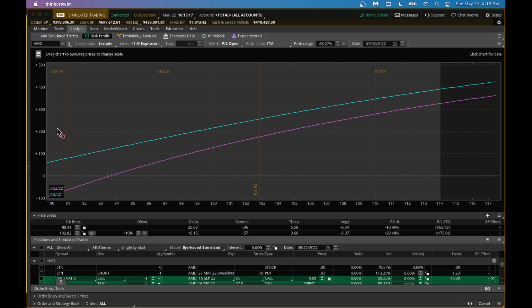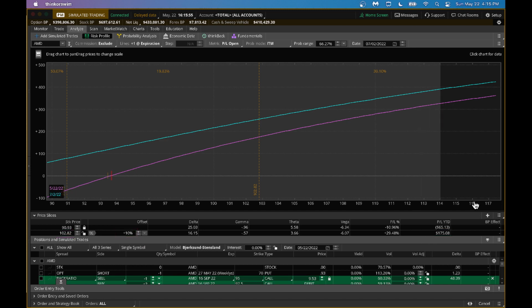So look, profitability, we've got the profit and loss chart here. As the stock goes higher, you have to look at the blue line here. As the blue line goes higher and higher, you'll start making more and more money. This is your profit and loss. I've got a price slice here. If the stock goes 10% higher, you will make $175. So if the stock goes to 102 from the current price, you'll make around $175, and your profit is capped.